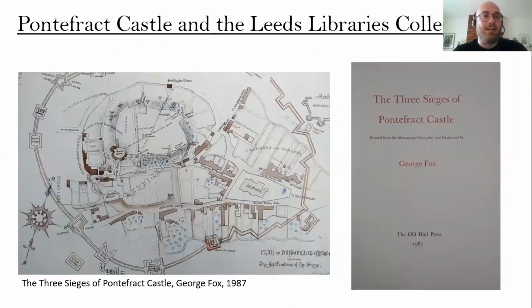Yeah. And there's one book, which is probably one of my favorite books in the entire collection. It's about Pontefract Castle, and it's called The 3 Sieges of Pontefract Castle, by George Fox, and it's from 1987. This is one of my favorite books in the entirety of the Leeds Libraries collection, because it goes into detail about why Pontefract Castle was so important to the royalist war effort during the English Civil War. It also has these incredible pictures of what Pontefract Castle would have looked like before it was torn down by Oliver Cromwell. And that's about it, really.